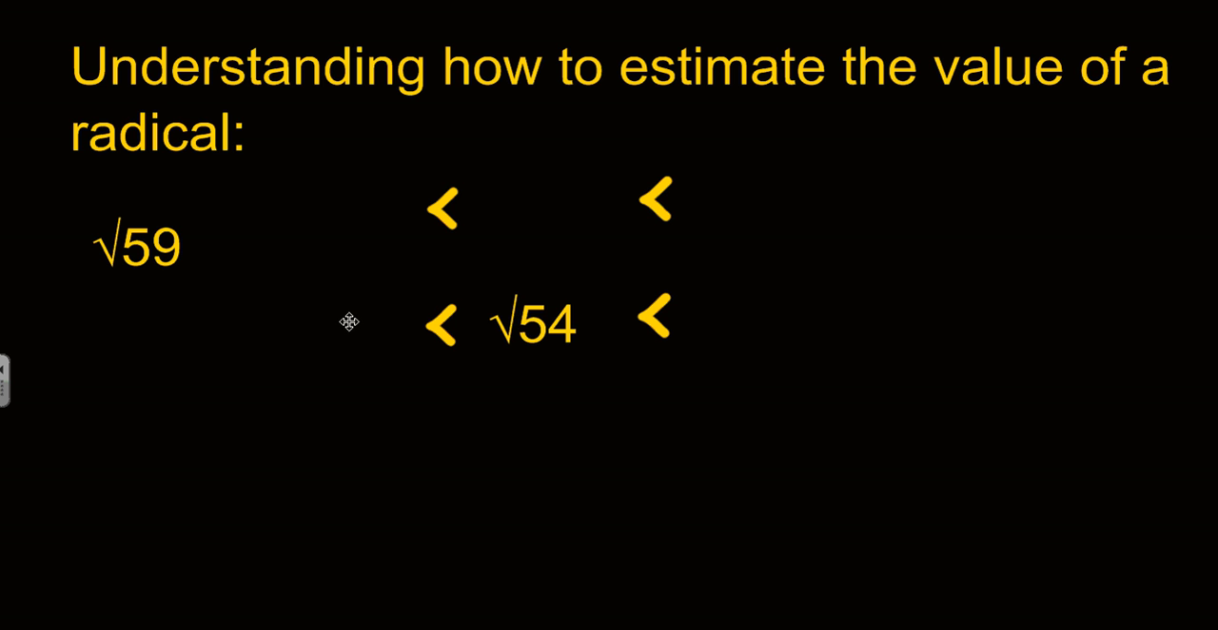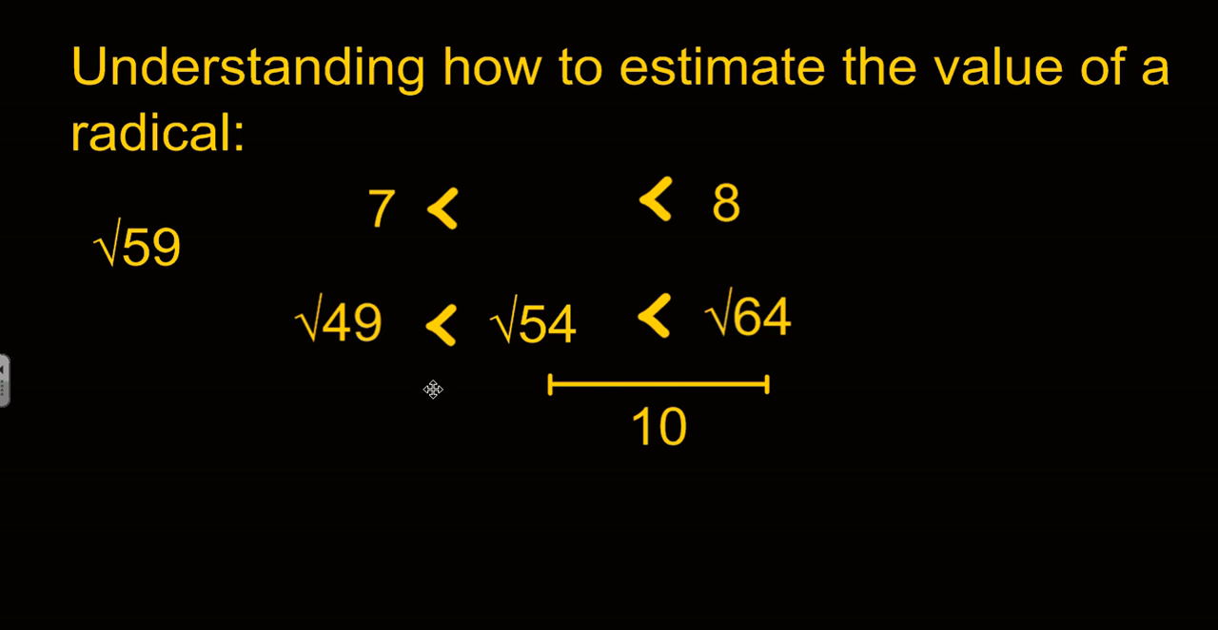The square root of 49 and the square root of 64. This tells us, since the square root of 49 is 7 and the square root of 64 is 8, we know that the square root of 54 is going to be somewhere between 7 and 8. Now, to get a little bit closer estimate, what I like to do is look at the distance between just the whole number, 54 and 64. They're 10 units apart. And if I look at the distance between 49 and 54, it's 5 units apart.